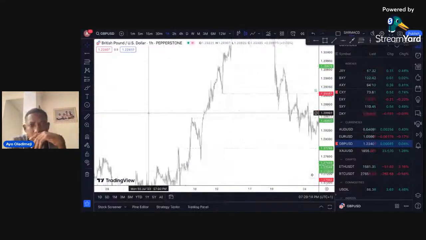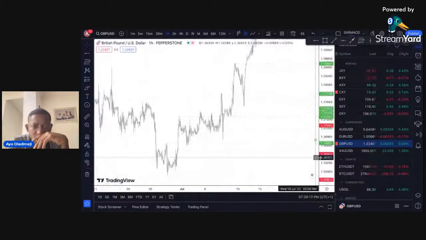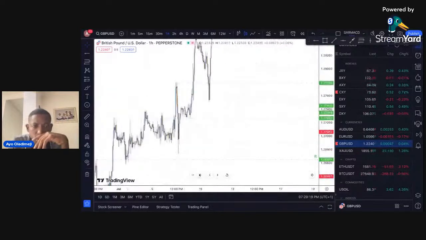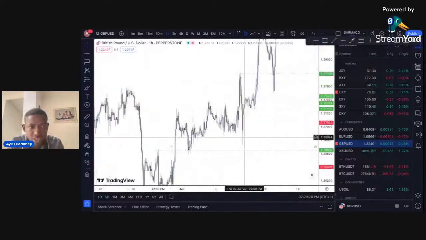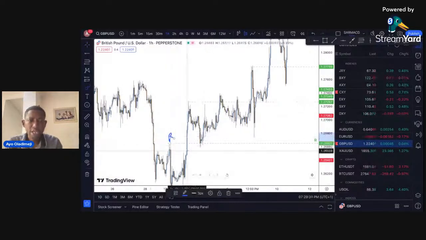Let's start with this one here. We have this resistance, because price basically went down when it got to this level, and then eventually the price breaks this resistance. It went up and came back into it. That resistance became a support. And then we have a similar move here.